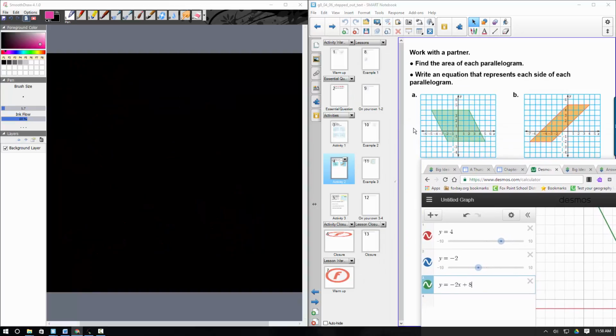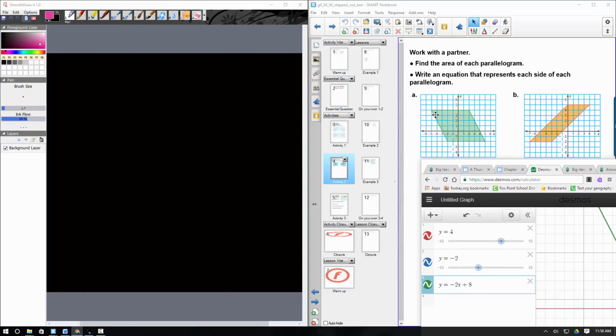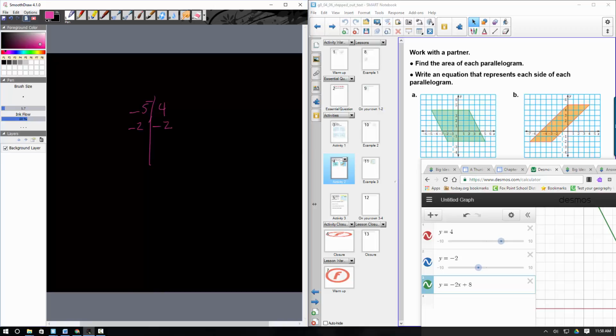Let's look for two ordered pairs. So this one here is -5 and 4. So I'll put that down here. -5 and 4. And then the other one is going to be -2 and -2. And when I find the difference of this, it's going down by 6. This one is going up by 3. So this is going to be -3 over 1x.